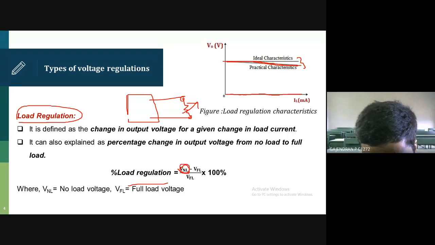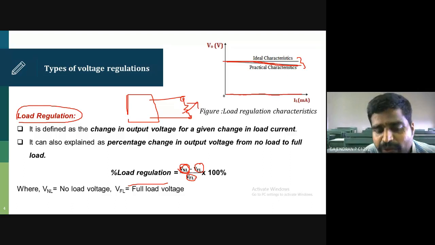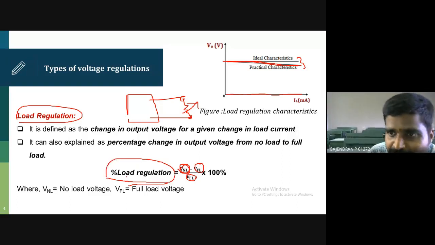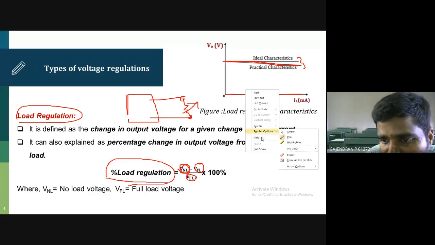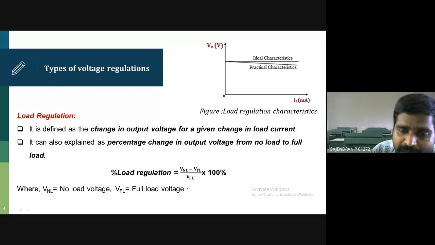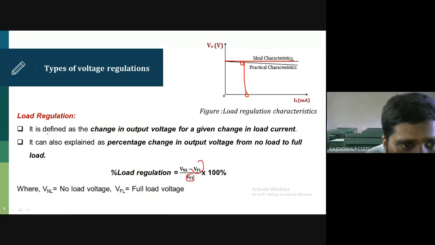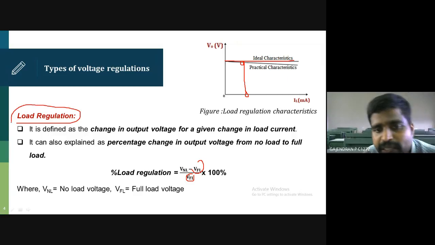No load voltage minus full load voltage, divided by full load voltage. If you use this formula, you can find the load regulation. Please make a note of this formula. The no load voltage is constant. Wherever I vary the load, I take that load condition's voltage and substitute it here, and I can find the regulation. That is called my load regulation.